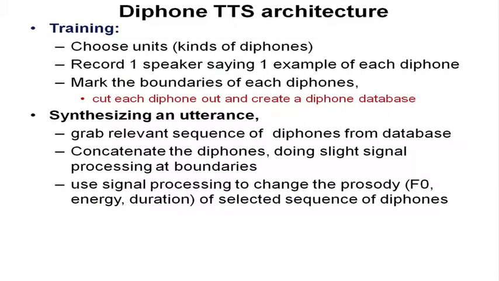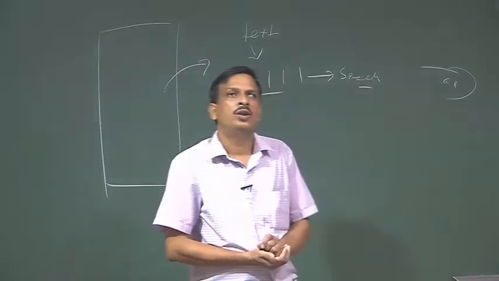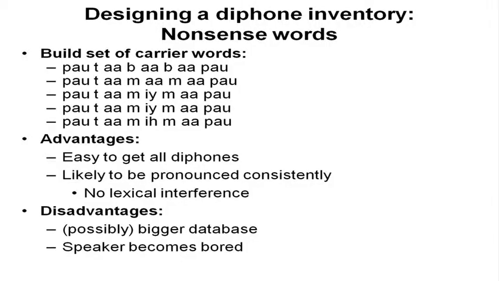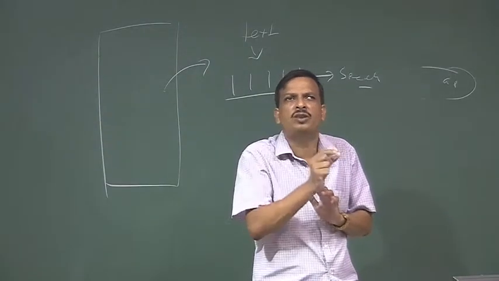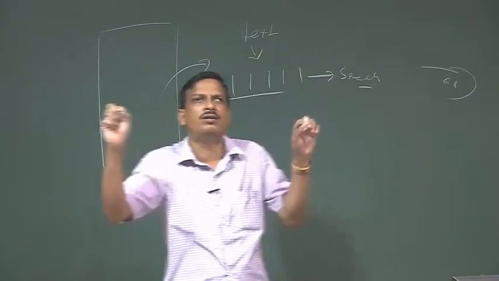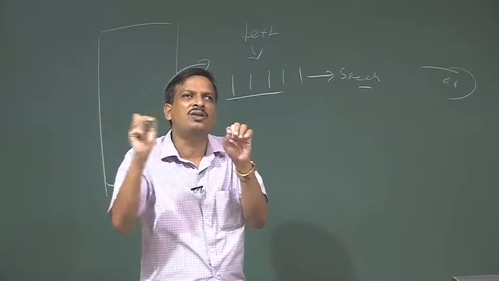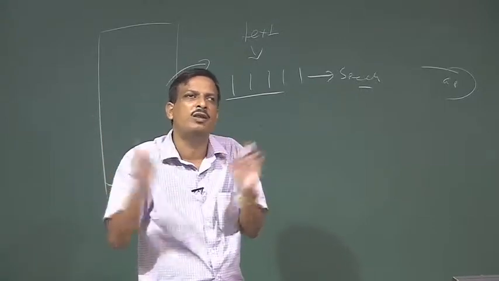So, what is required? I have to record all the diphones. So, I can say a, ba, a. So, how do I record them? I cannot record a single diphone by pronunciation. So, I can generate some nonsense words which contain all the diphones, and I pronounce those words, and I can cut the diphones from that word signal.